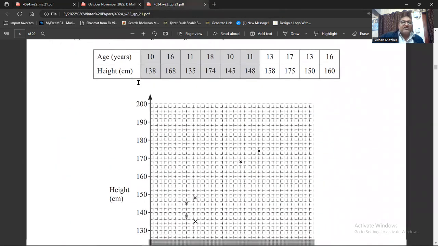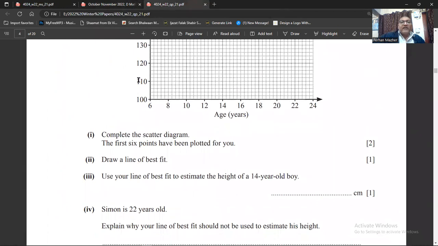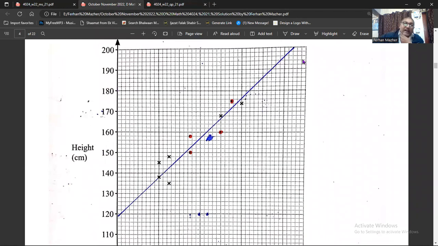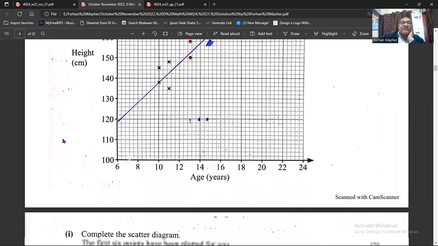And then they ask us to do, okay, the second part is draw a line of best fit. So I will try to draw a line in such a way that the number of points which are above the line and the number of points which are below the line should be approximately equal to each other. So this is my line of best fit.